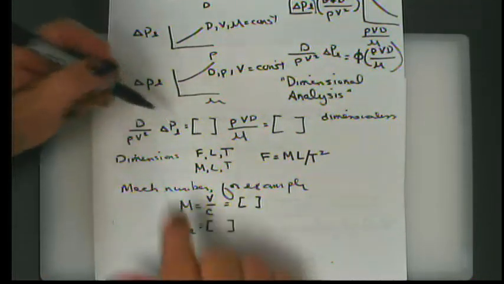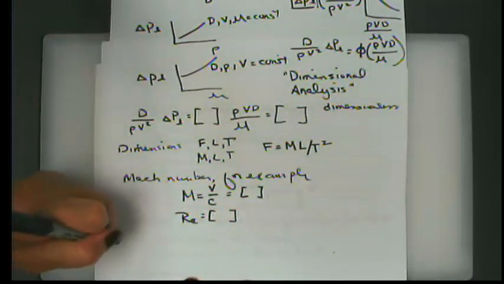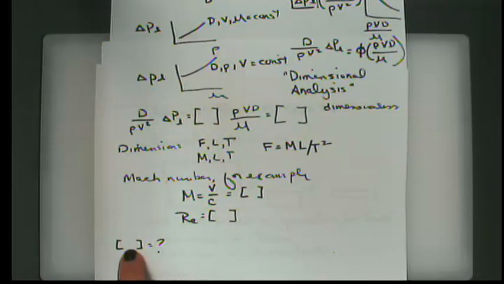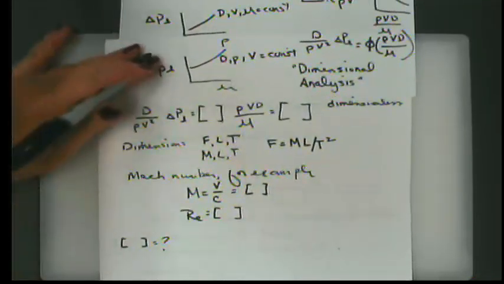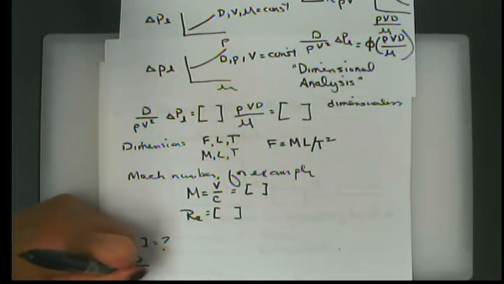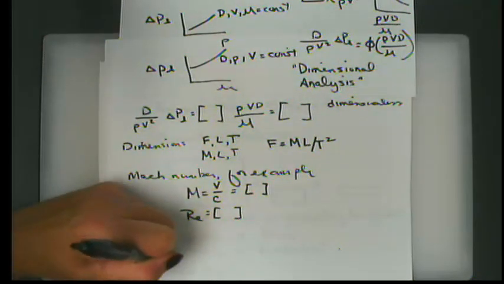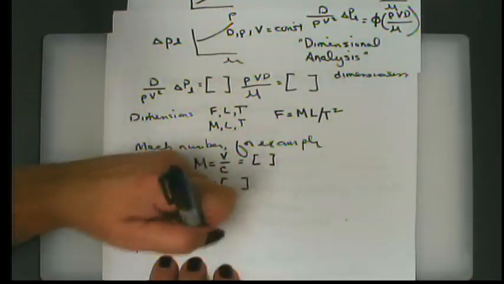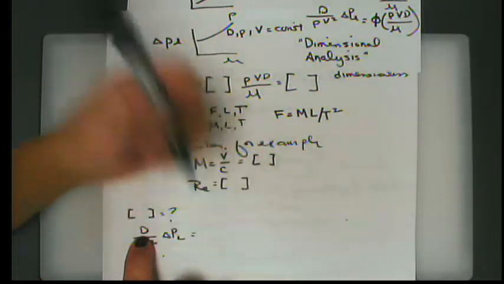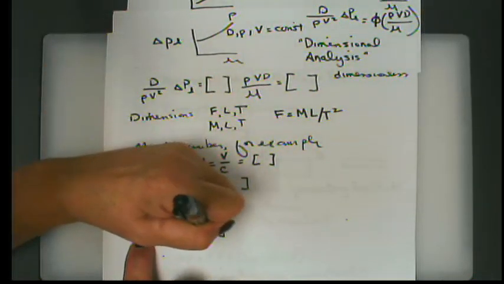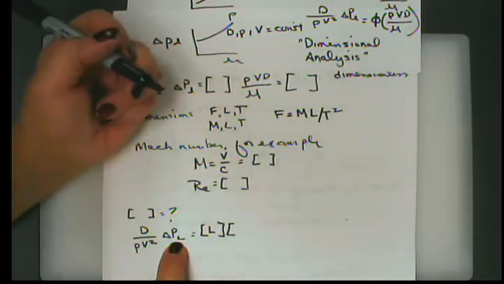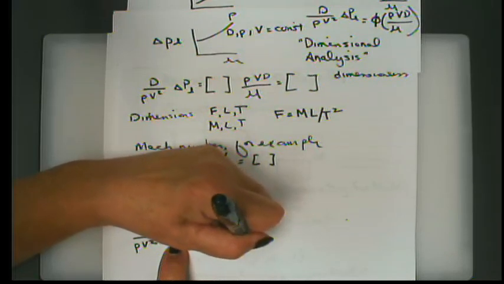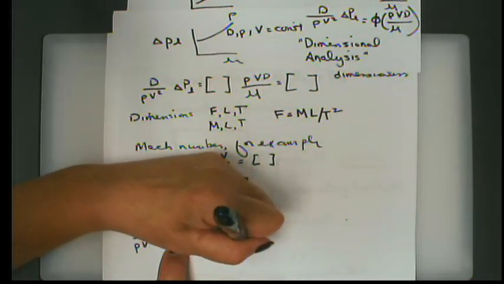So let's check our groups here. Is this dimensionless? And this is the symbol for dimensionless, square brackets that are empty. Let's check out the first one. D over rho V squared times delta P sub L. So let's think about what the dimensions of each of those variables are. Diameter has a dimension of length. Delta P, which is a pressure, has a dimension of force per length squared.